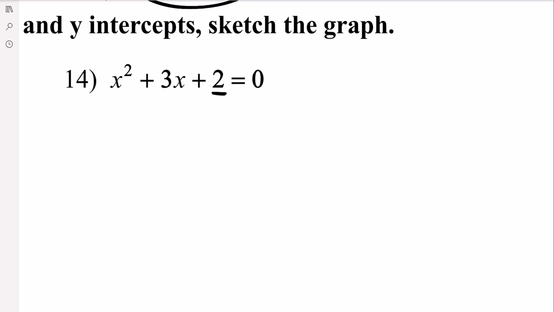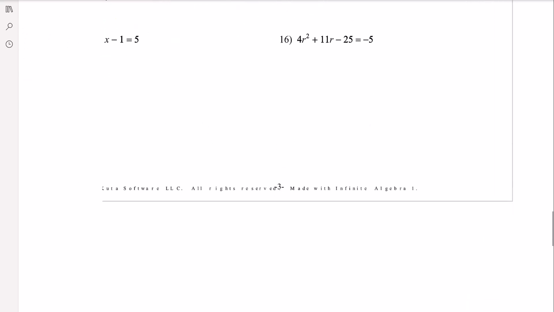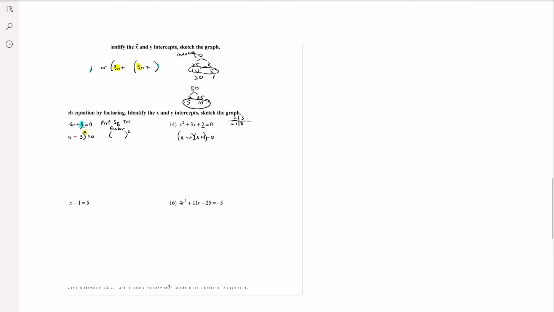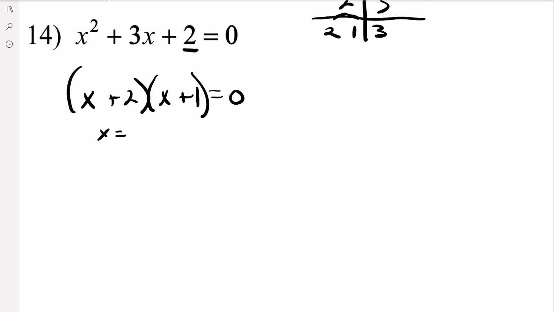So factors of 2 that add up to 3. Well, 2 only has 2 times 1, and that does indeed add up to 3. Oh, this actually said solve. So then when you go to solve it, you just take the opposite of what's inside. So the opposite of 2 is negative 2. The opposite of 1 is negative 1.